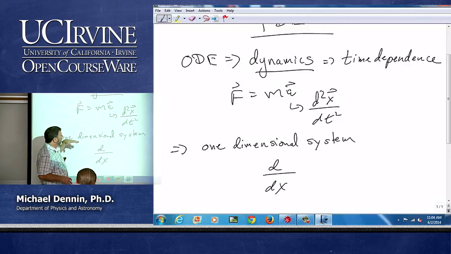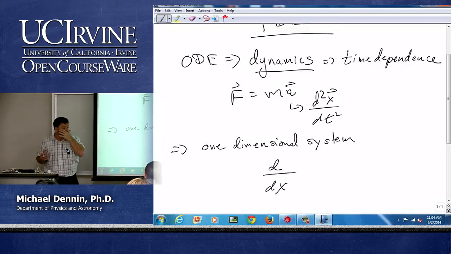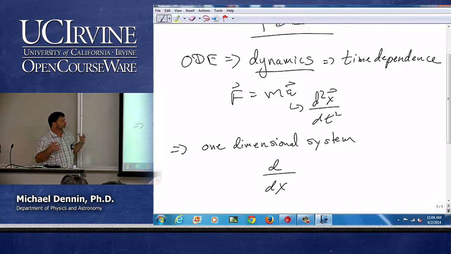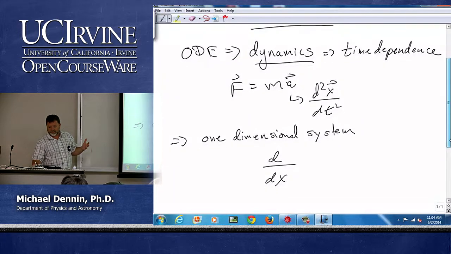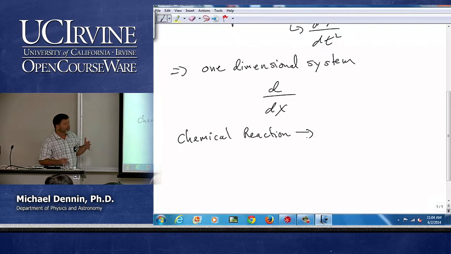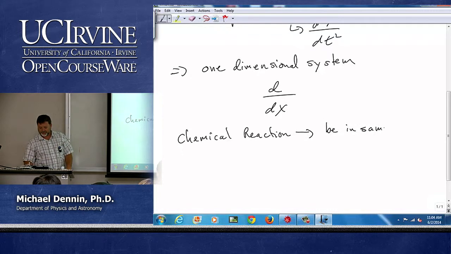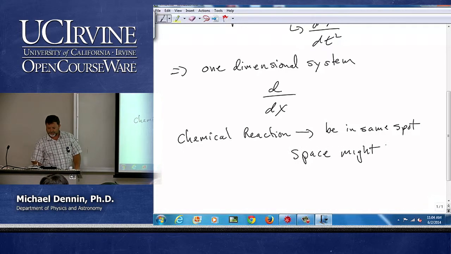But what's really important in most physical situations is not simply the dynamics, and also not simply one spatial dimension. If we think about our classic two that I mentioned, chemical reactions and population dynamics, if I have a chemical reaction, even if all I care about is the behavior in time, for two chemicals to react, they need to be in the same spot. Ultimately, space might matter.